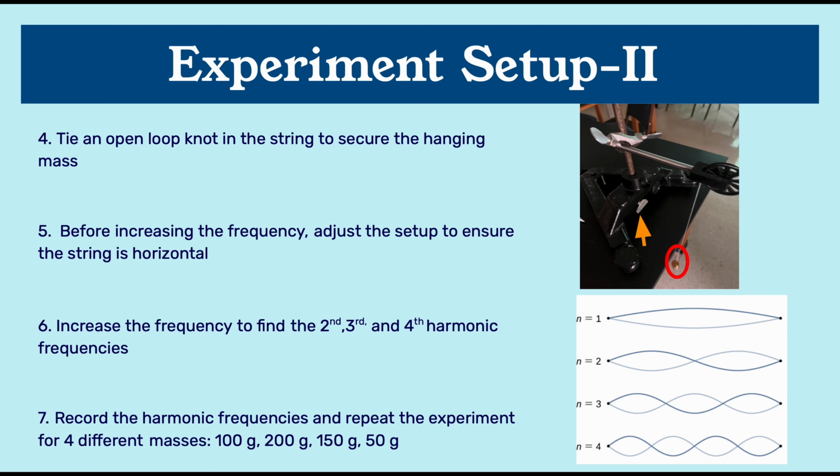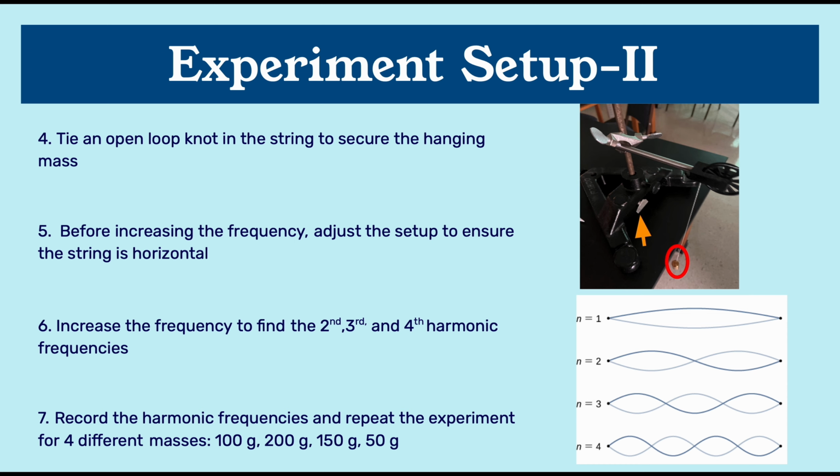Now, we started to take measurements. We first hooked the 100-gram mass to the knot, turned the amplitude halfway up, and started increasing the frequency from 20 Hz until we found the second, third, and fourth harmonic frequencies, and we recorded those measurements. We repeated this process for the other masses. We used 200 grams, 150, and 50 grams.